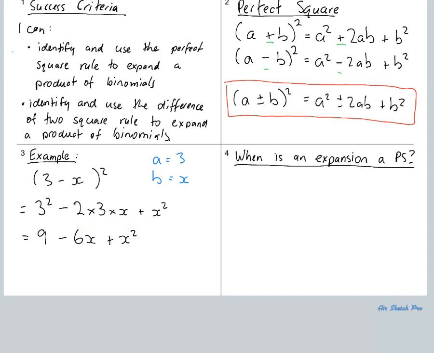Now, after you've tried a problem out, I'm going to explain why it's 2ab, but you don't need to know why it's 2ab. You just need to be able to use the rule. By writing a squared plus 2ab plus b squared, you imply that it's a times b.